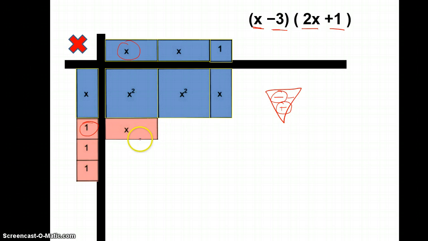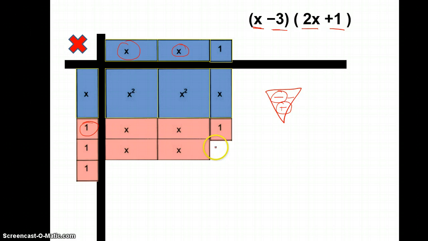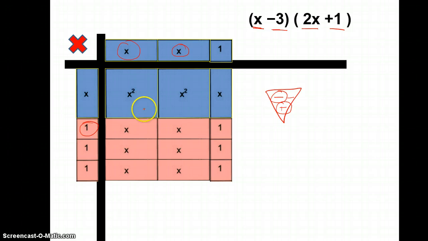Right, a negative x. Same thing here, right? A negative times a positive, negative times a positive, again a negative times a positive, 1 times 1, negative times a positive. All right, so now I have some things here. I have how many x squareds? 2x squareds. Now here I have an x, 1 positive, and 1 negative.